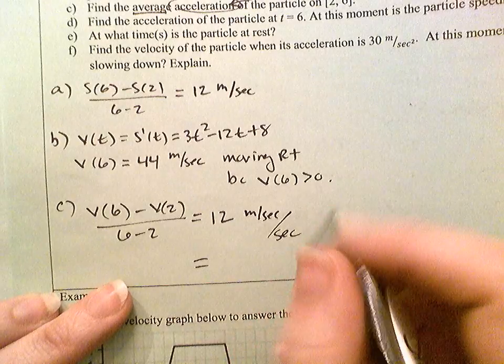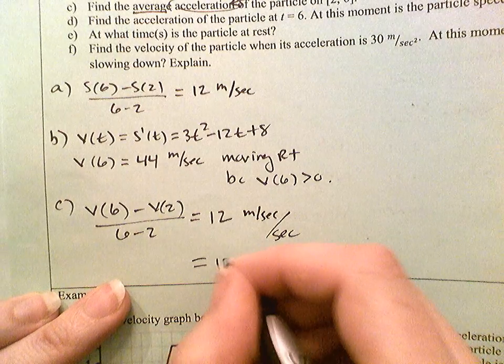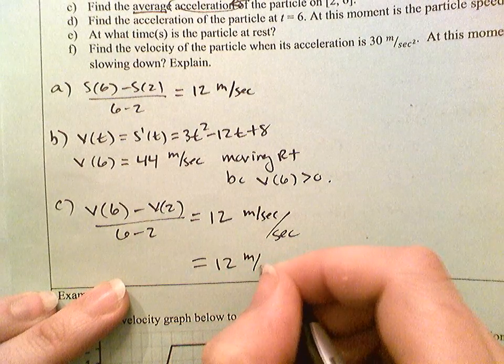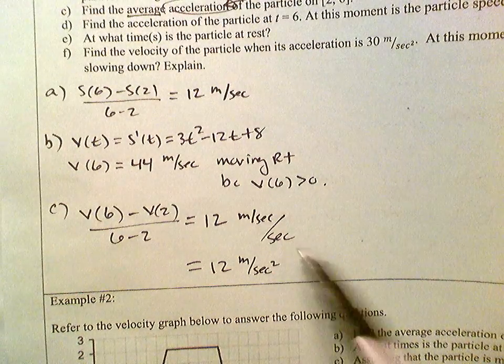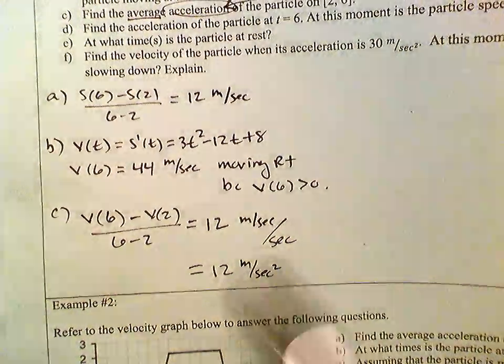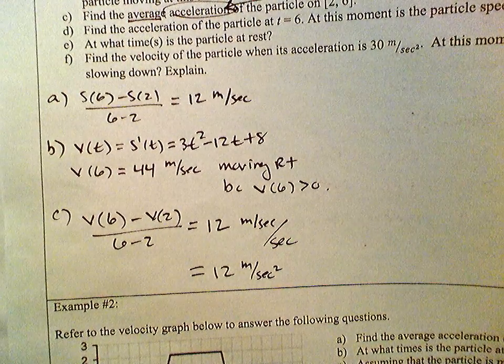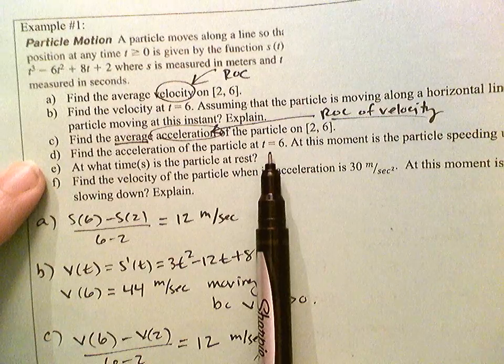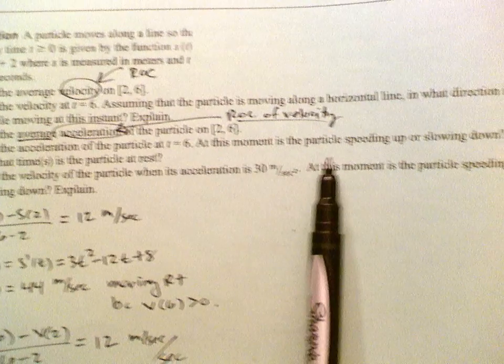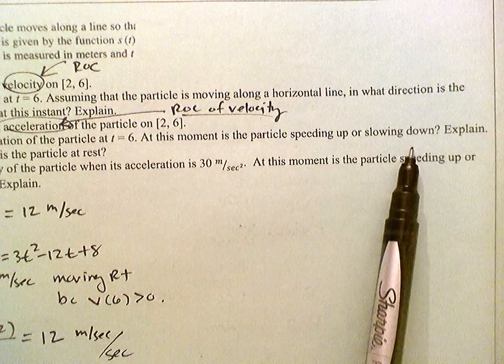And the way that this is written, this is just notation, meters per second squared. But if you wanted to say meters per second, that's fine. But it's convention to write it like that. Okay, so that was part C. Part D, find the acceleration of the particle at t equals 6. At this moment, is the particle speeding up or slowing down?